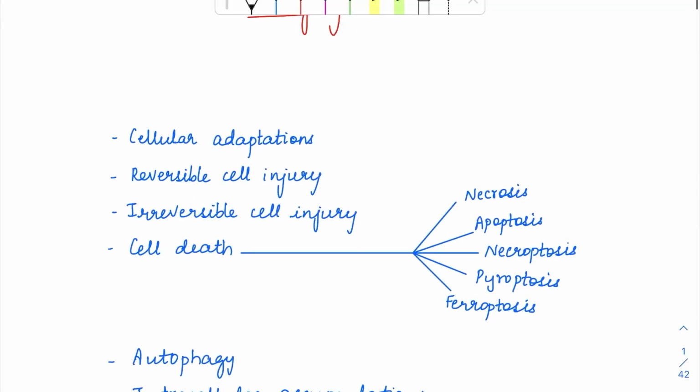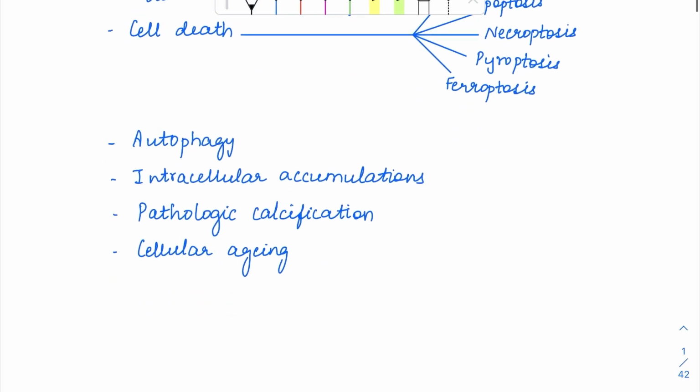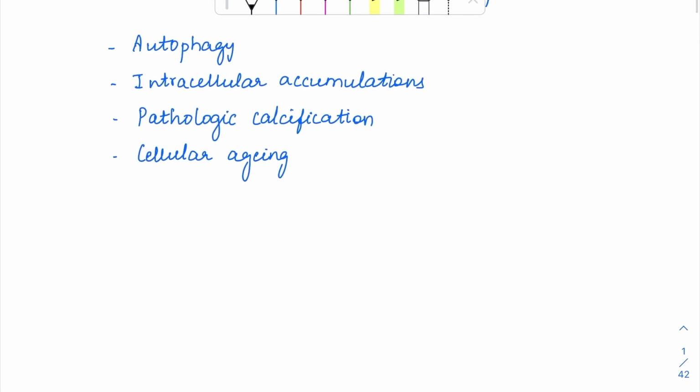So let's start with general pathology first. Under that, we'll see about cell injury starting. So under cell injury, we'll be discussing cellular adaptations, reversible cell injury, irreversible cell injury. Then we'll see about the various forms of cell death, then autophagy, intracellular accumulations, then pathological calcification and cellular aging.